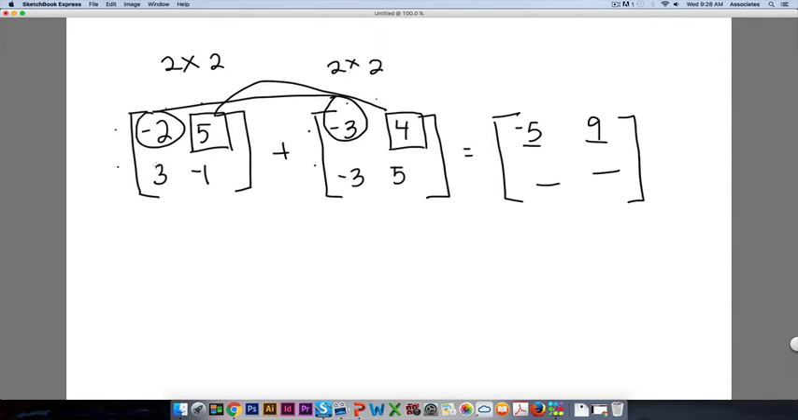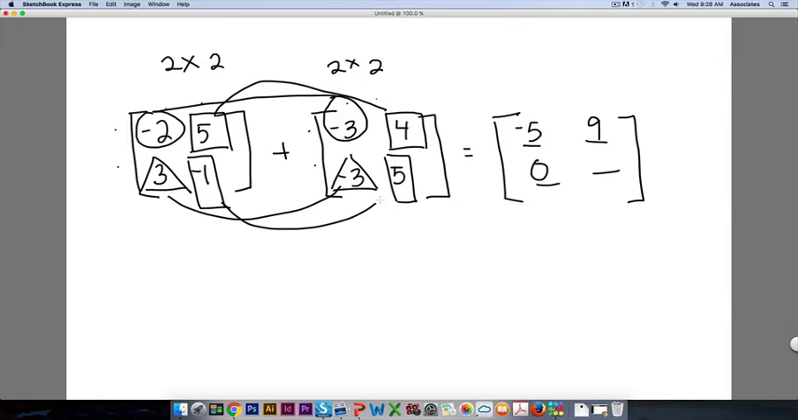We go to row 2, column 1, and we add it to row 2, column 1 of the second matrix. 3 plus -3 gives me 0. And then I'm going to do this one. Let's see what shape I can make. Let's make a long rectangle. -1 plus +5. These two get added, and I get +4. And there's my matrix answer. So it's really simple once you understand it.